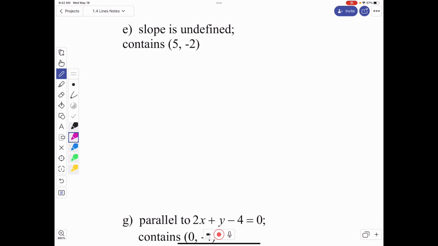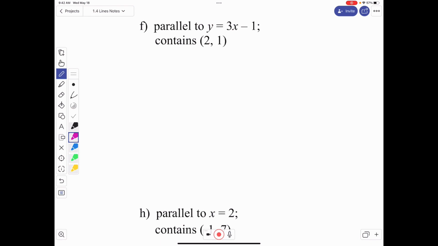Okay, so on E, this time it tells me that my slope is undefined. Well, remember, when my slope is undefined, that means we have a vertical line. And if it's a vertical line, then that means we have x equals something. So we have x equals 5 because that's our value. So we just need to get everything on one side. I move my 5 over, so x minus 5 equals 0.